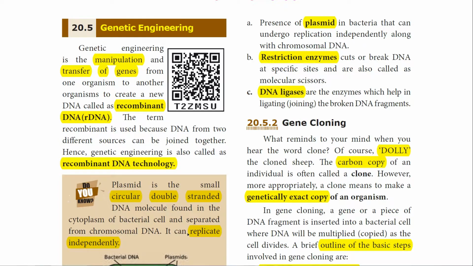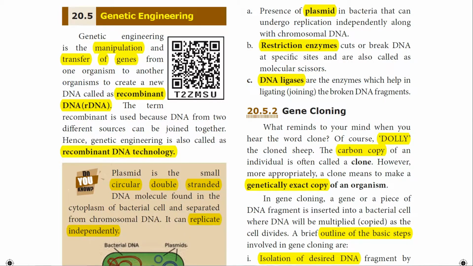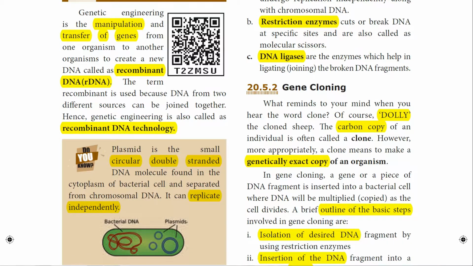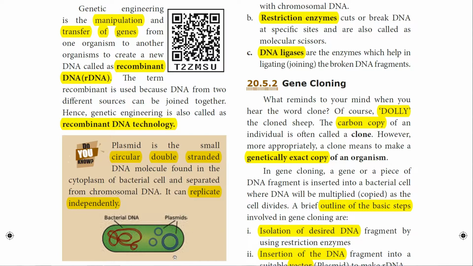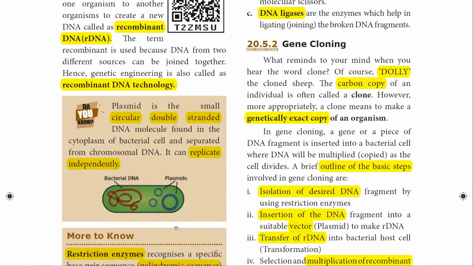So what is a plasmid? We need plasmids for this recombinant technology. Plasmid is very important and it is present in bacteria. They are small circular DNA. This is the plasmid. They are small circular double-stranded DNA present in the bacterial cell, separate from the bacterial chromosome, the bacterial nuclear material or nucleoid. It can also replicate independently inside the cell. This is special about the plasmid, and this property is used in recombinant DNA technology or genetic engineering.